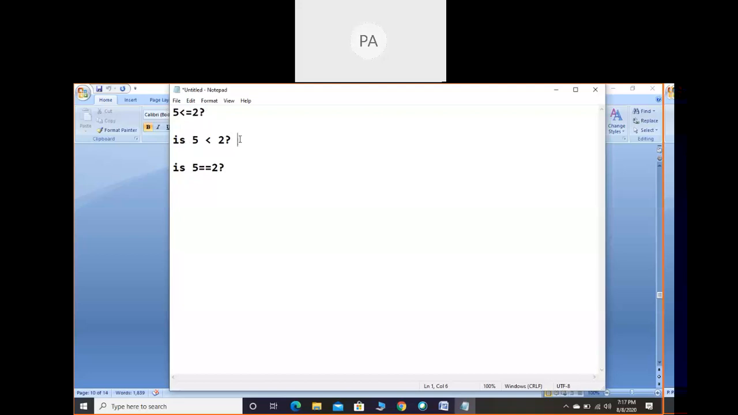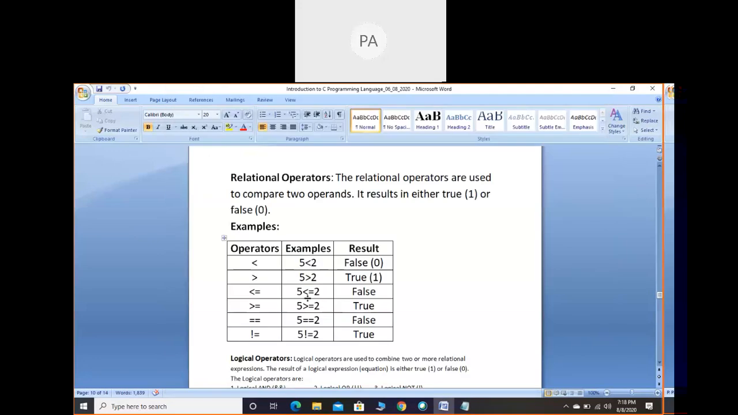So if I say "is 5 less than 2?", what is the answer? No. Then is 5 equals to 2? No. So for both the things we are getting the answer as no. So the final result will be no here in this case. That means if I say the final result is no, that indicates it is false. So if you observe in the table, is 5 less than or equals to 2? Answer is false. That is the final result.